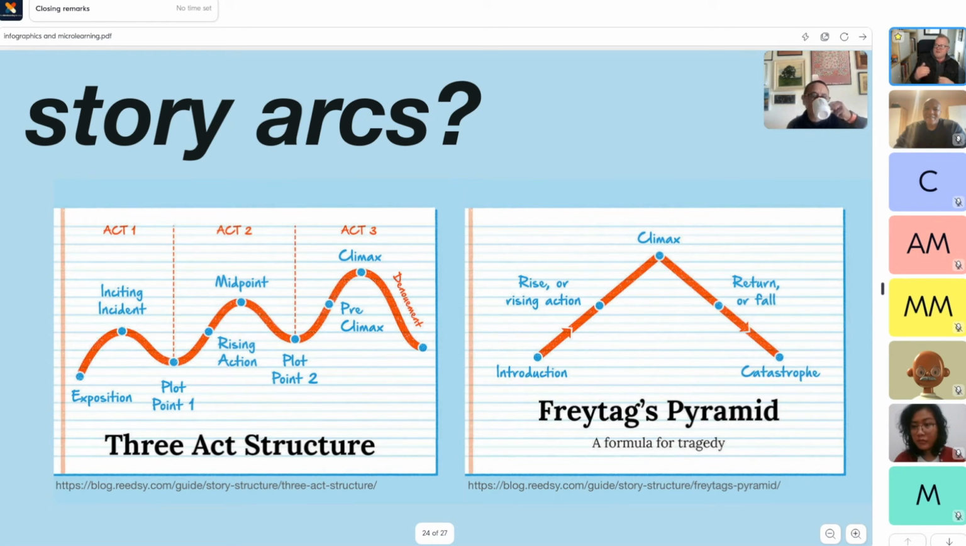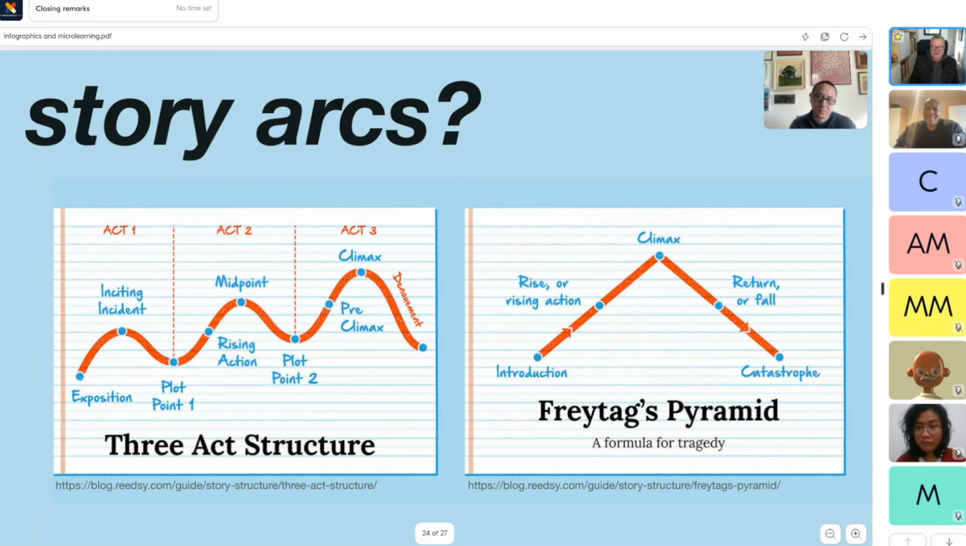And if you think about my vision, I'm introducing them to an idea. They're going to engage with it. There's going to be a bit of action. Then there's a climax point, or you're making a point. Return or fall: you go back to the reason why you started. Catastrophe or success, a formula for tragedy. These are really useful in understanding how we sequence our information in infographics. I find them just really useful.